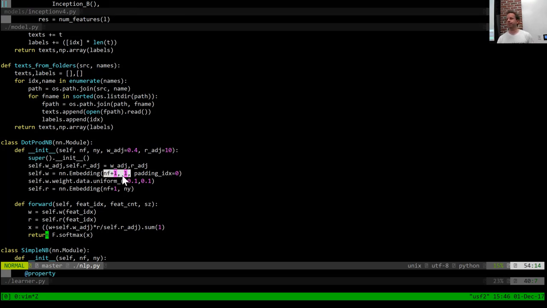So that's why I said you can think of this as if it said self.w equals nn.linear of f plus 1 by 1, because it actually does the same thing. It actually is a matrix with those dimensions. It's a linear layer. But it's expecting that the input we're going to give it is not actually a one-hot encoded matrix, but a list of integers, the indexes for each word or each item. So you can see that the forward function in fastai automatically gets, for this learner, the feature indexes. They come from the sparse matrix automatically. NumPy makes it very easy to just grab those indexes.